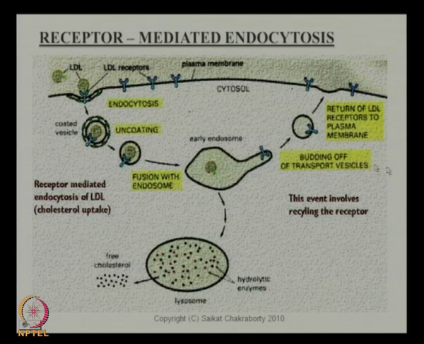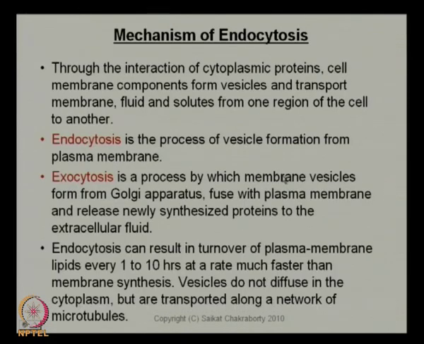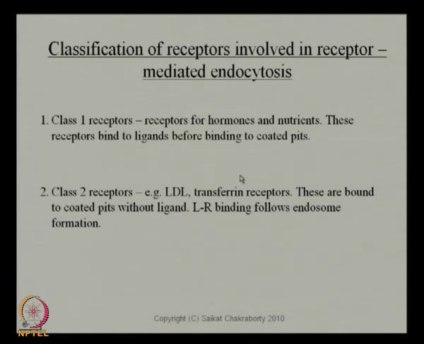cytoplasm, but there are some microtubules formed inside, channel-like structures through which it can flow. Okay. So, this is, I think, important, and this will be necessary for our analysis. So, the classification of receptors involved in receptor mediated endocytosis. There are two kinds of receptors that we typically talk of. One is called a class 1 receptor and the other one is called a class 2 receptor. Let us go to the definitions and I will explain in the next few minutes.